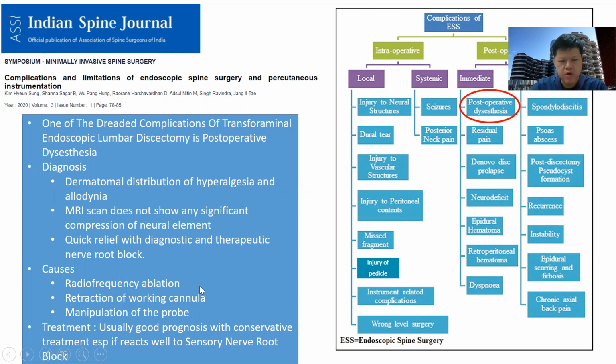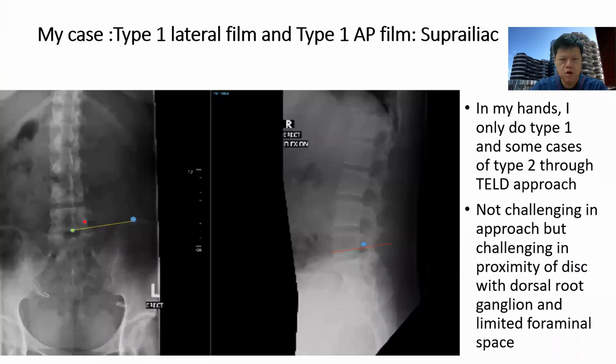I felt that the causes can be radiofrequency ablation, retraction of the working cannula on the nerve, or even manipulation of the probe. They have good prognosis with conservative treatment. Some colleagues may not agree with nerve root block post-op, but I tend to do them and relieve the symptoms early so that they can get on and move and do their daily activities early post-op.